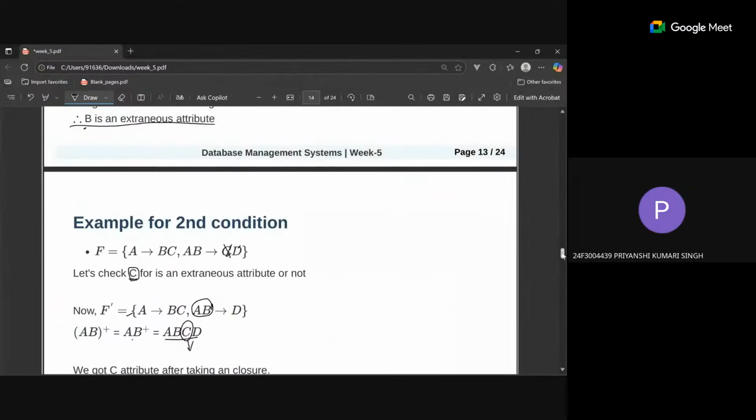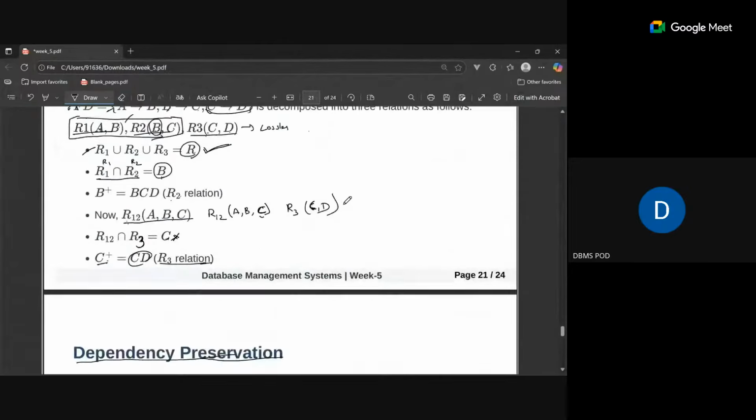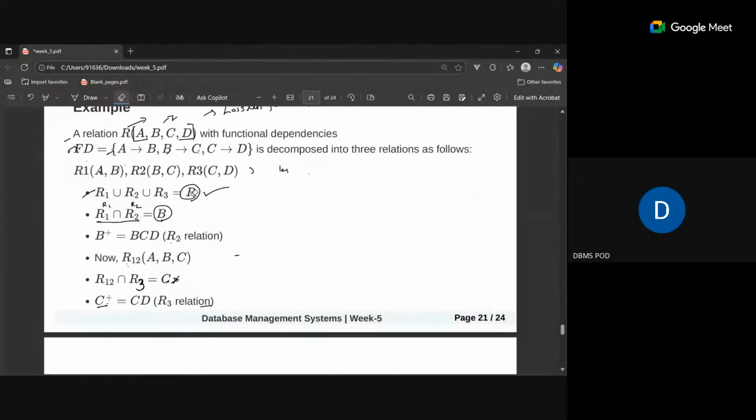Sir, can you give one more example of lossless decomposition? Lossless, okay. Do you have any questions with you, or shall I take random? Sir, you can take random question. I don't have any.